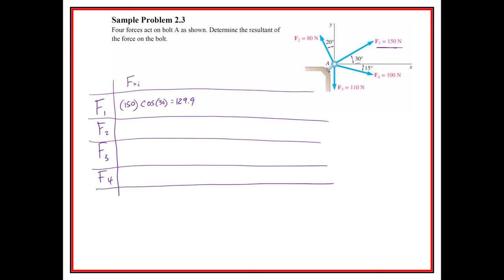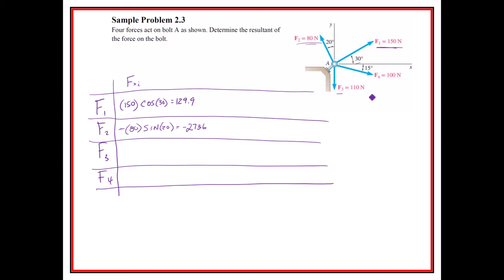Then I go to F2 here, and I see that it's going to be negative. All right, and then I take the magnitude 80, and this time the way that they've given us the angle, if we want the x direction, we need the sine, right? So we'll go ahead and be adaptable and do that, and that's going to be negative 27.36.